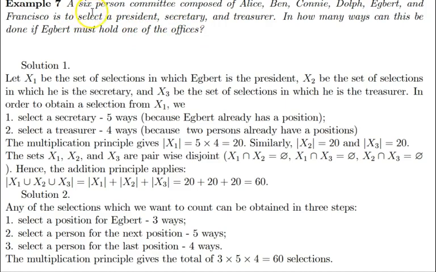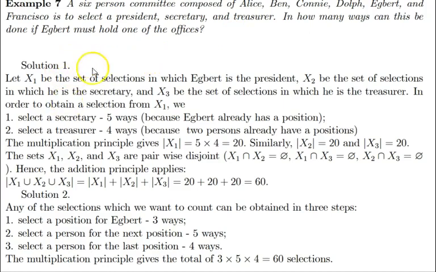Example 7. A 6-person committee composed of the same persons as before is to select a president, secretary, and treasurer. In how many ways can this be done if Egbert must hold one of the offices?